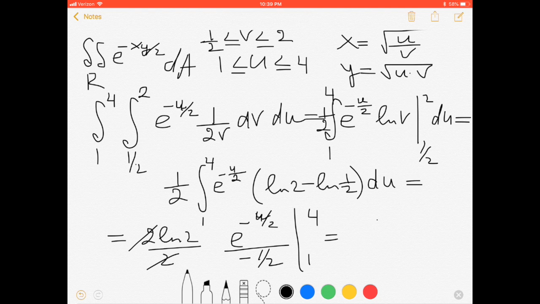It will be minus 2 ln 2 times, here we have, e to the negative 2 minus e to the negative 1/2. Okay. Well, I think it's good enough. We finish. If you have a little bit different answer in the book, it means you need to simplify more.